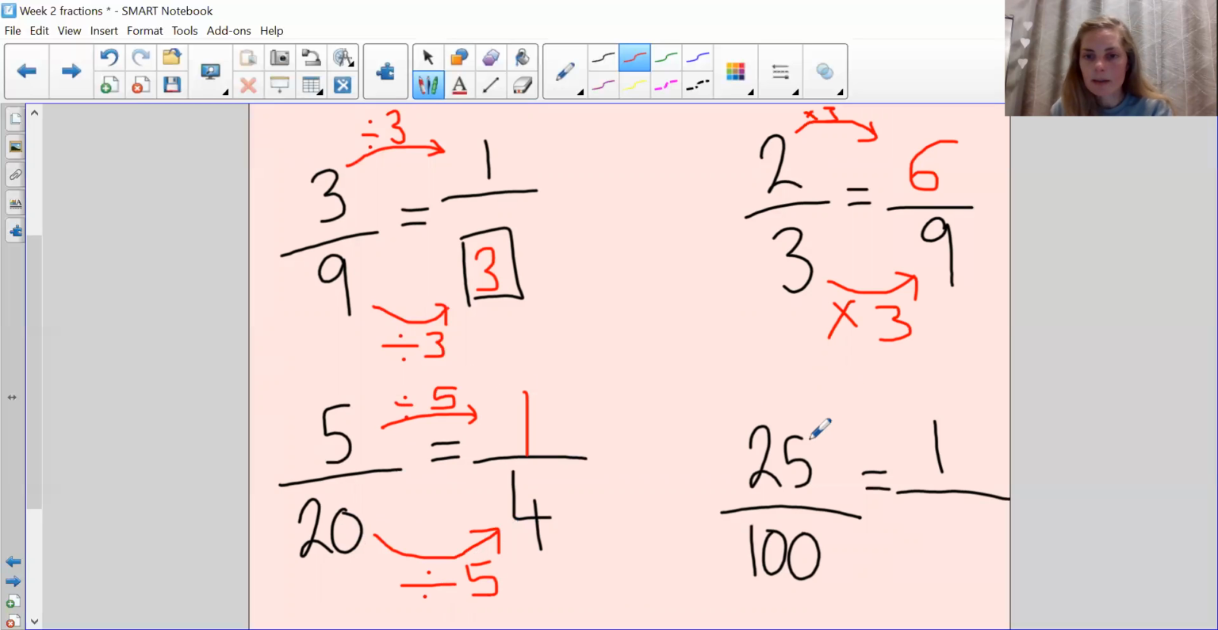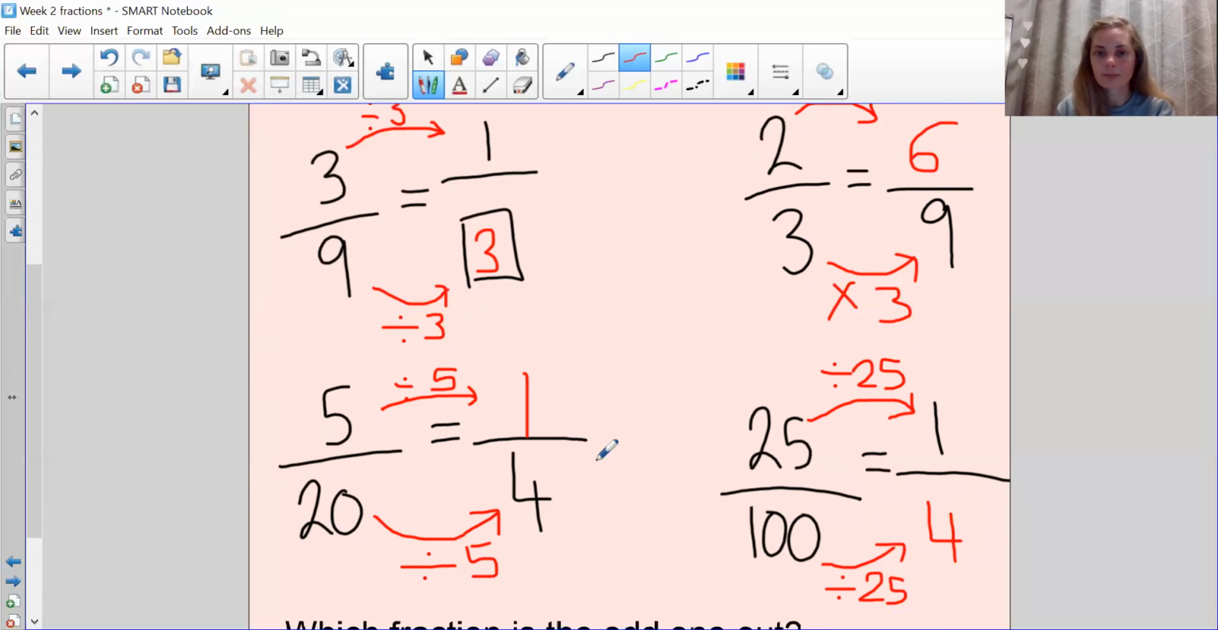And the last one, again, putting my arrow to show me which direction I'm going in. 25 divided by 25 is going to give me 1. And 100 divided by 25. So how many 25s can go into 100? And that'll be 4, so I have a quarter.